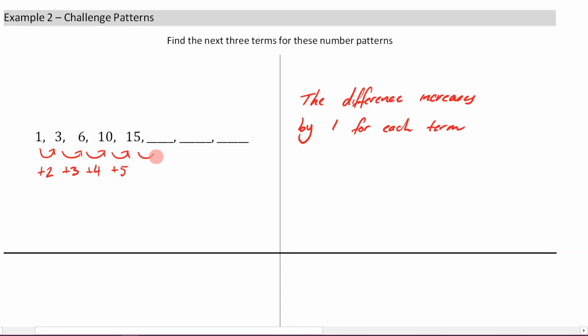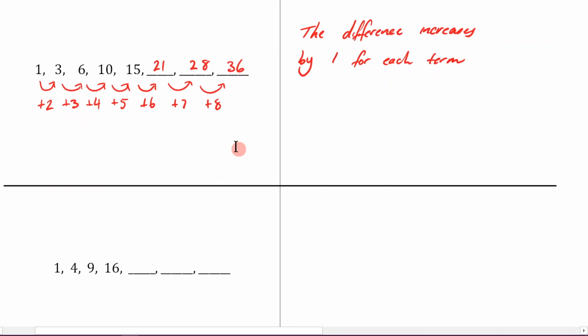So therefore, I'm going to go plus 6 next, and 15 plus 6 is going to be 21. Then I'm going to plus 7, which is going to take me to 28. Then I'm going to plus 8, which is going to take me to 36. Perfect. Let's now move on to our next one.